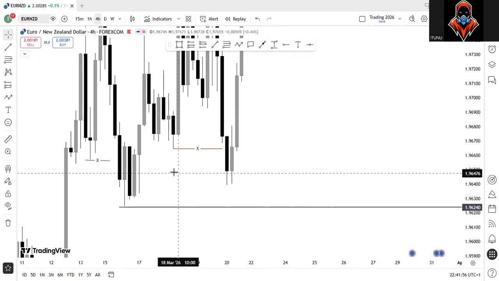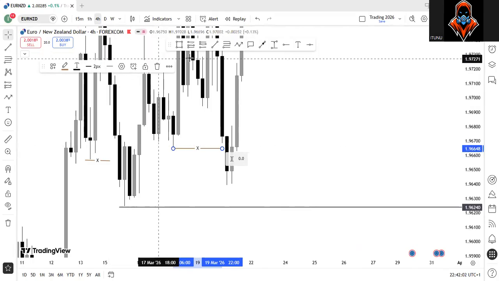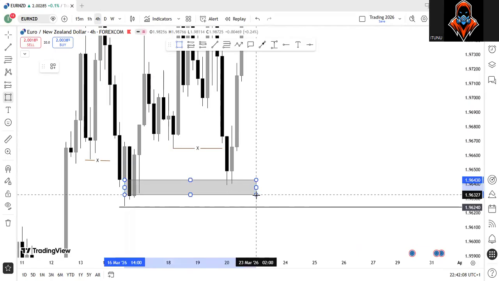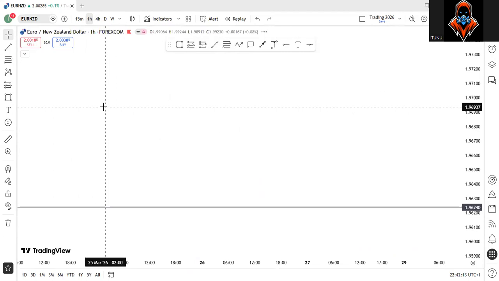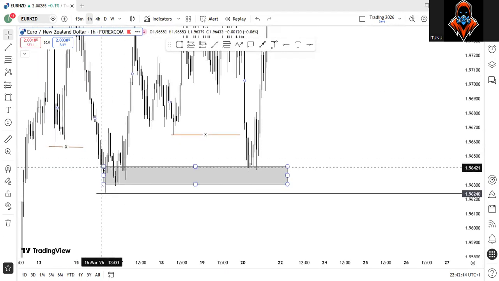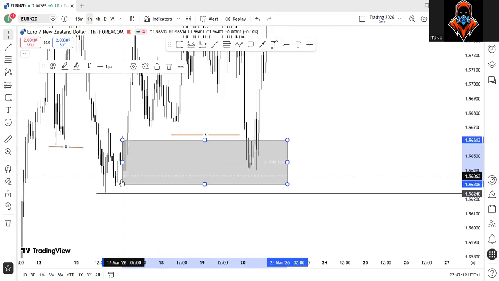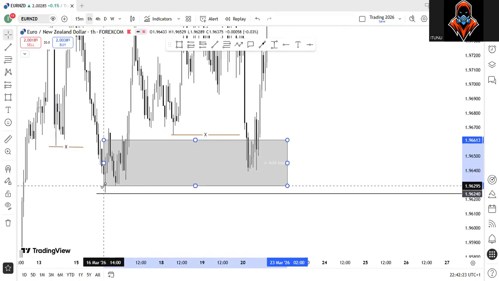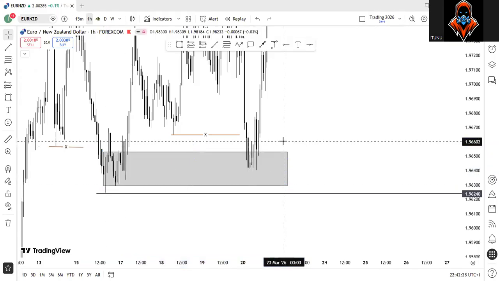Is there another block available? No, no other block available. So we can use this week, or you can go down to the lower time frame to find that block. So the last bearish candle before the move is this. I use this, they can use this right here. Last bearish candle before the move is this.